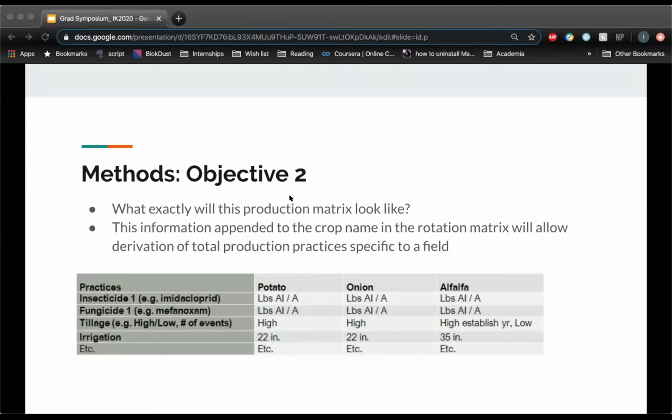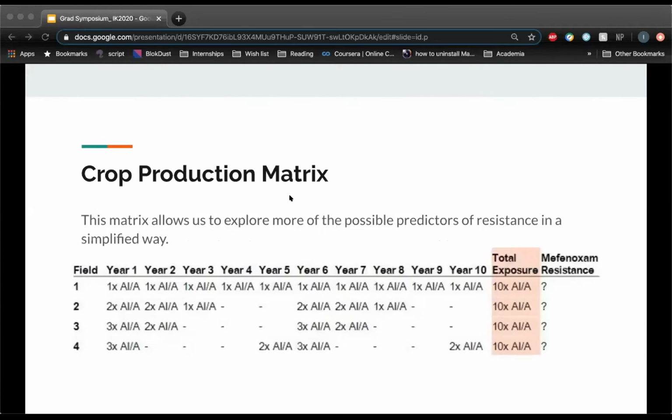So there's the potential in future study for not just looking at one aspect being mefenoxam exposure, but you could also look at other management practices. So this would be an example of a matrix where we're just looking at pesticide application, and that allows us to explore more of the possible predictors in a simplified way.